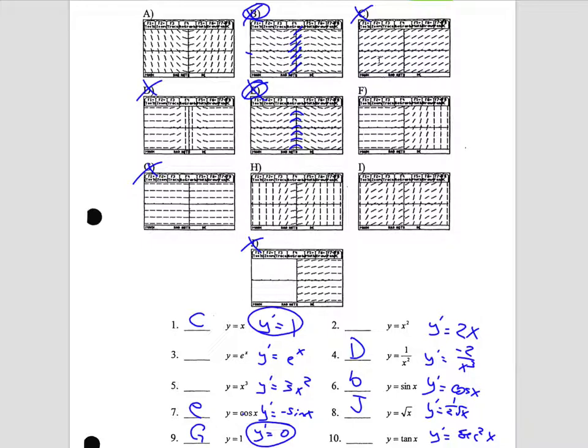Is 3 F? Is 3 F. That is correct. Why, Brady? E to the x is exponential, and that's the only one that looks like an exponential. Very good. All right, what else?